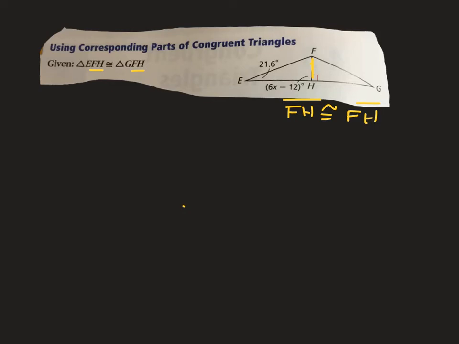So in this particular problem, there's 2 things we want to find. We want to find X, and we also want to find the angle GFH. And we can do that by using the idea of congruence. So if we match up these angles, we can see E matches G. So I know that this is 21.6 for G.